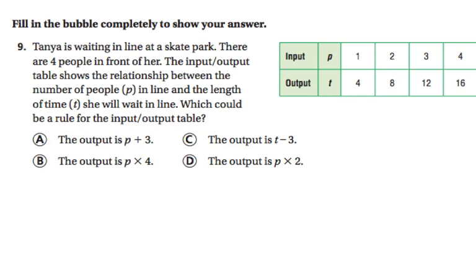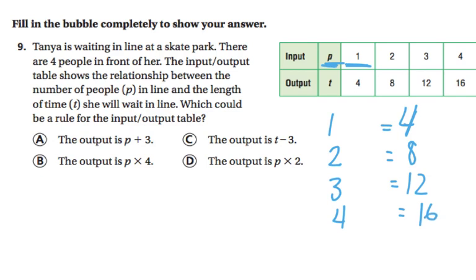All right, remember, in an input-output table, we always start with the input. So we have a 1, they did something to it, and it turned into a 4. We have a 2, they did something to it, and it turned into an 8. We have a 3, they did something to it, and it turned into a 12. And then a 4, they did something to that, and it turned into 16.